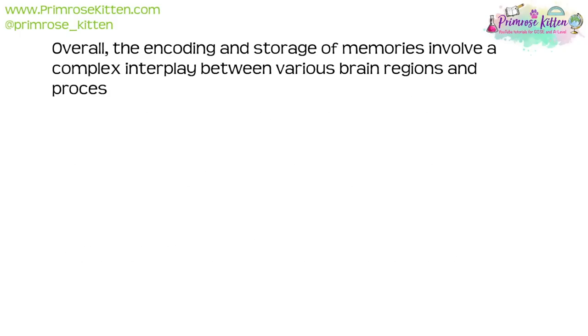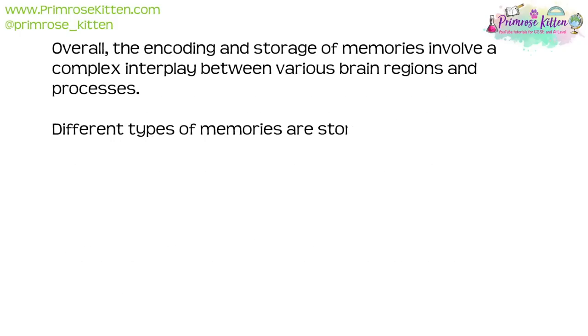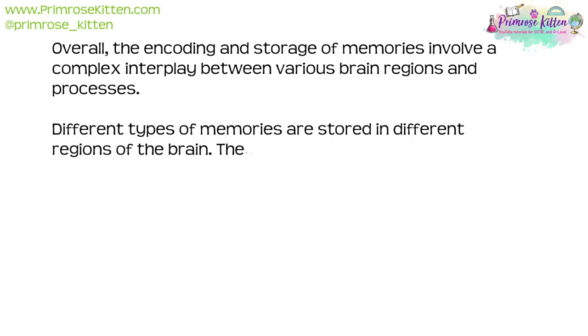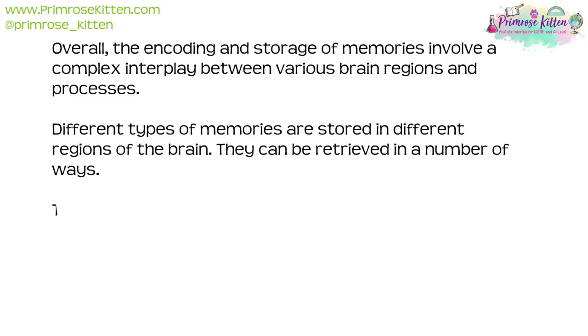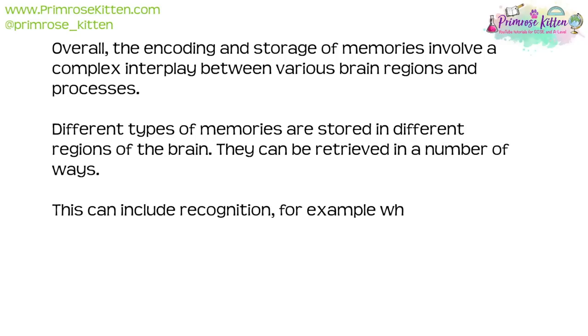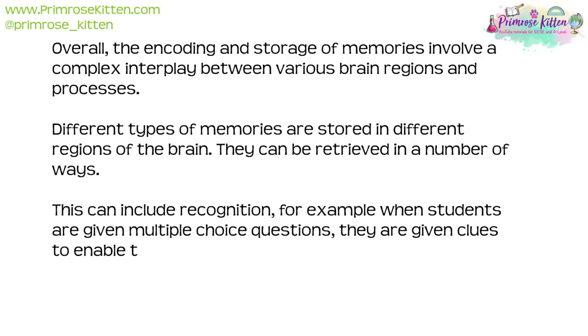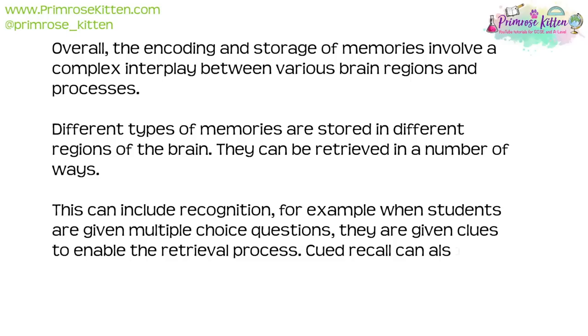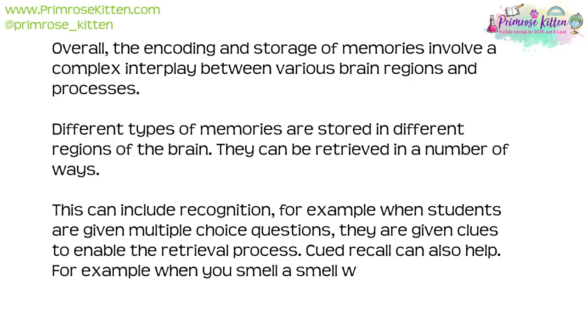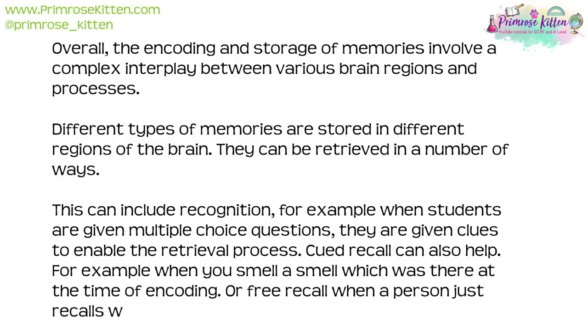Overall, the encoding and storage of memories involve a complex interplay between various brain regions and processes. Different types of memories are stored in different regions of the brain. They can be retrieved in a number of different ways. This can include recognition, for example, when students are given multiple choice questions, they are given clues to enable the retrieval process. Cued recall can also help, for example, when you smell a smell which was there at the time of encoding, or free recall, when a person just recalls without the clues or cues.